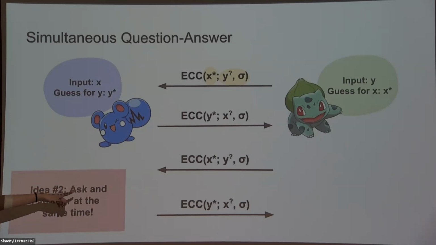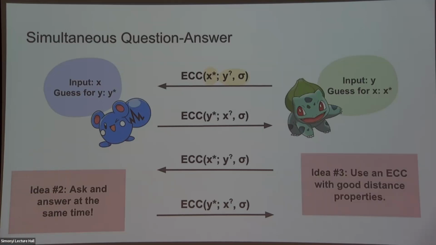The one thing though is: what error correcting code do you use? If you use just a normal error correcting code with distance 1/2, then the answers only have distance 1/2, and you only have 1/4 resilience per side, which is not good. I'll give you 1/8. So I have to tell you what code we're going to use. The next idea is that we want to use an error correcting code with good distance properties.